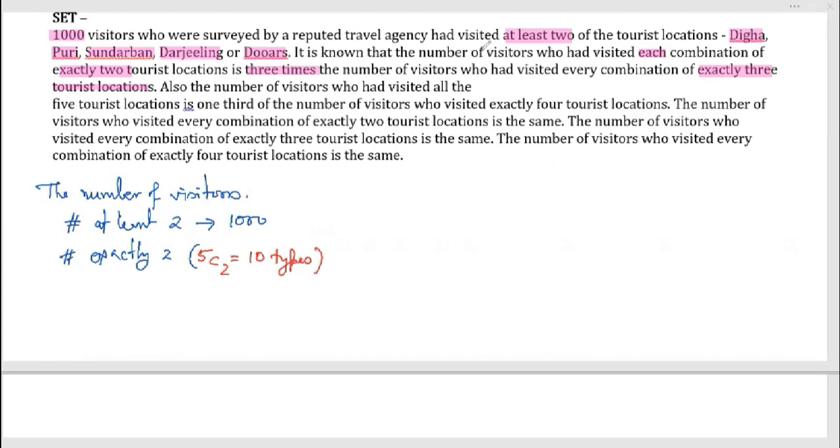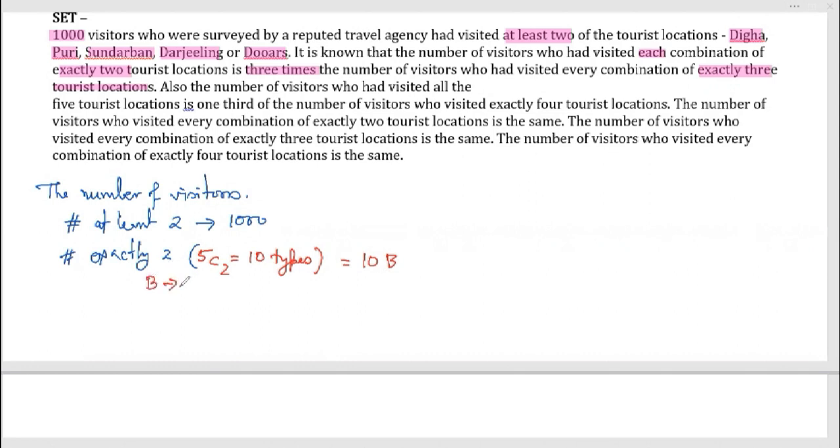And what it has mentioned is that the number of visitors who had visited each combination of exactly two tourist locations is three times the number of visitors who had visited every combination of exactly three tourist locations. Exactly two visited has 10 types and each combination is considered the same. I can consider that exactly 2 is equal to 10B, where B is the number of people who visited exactly two of one variety. So there are 10 such varieties.